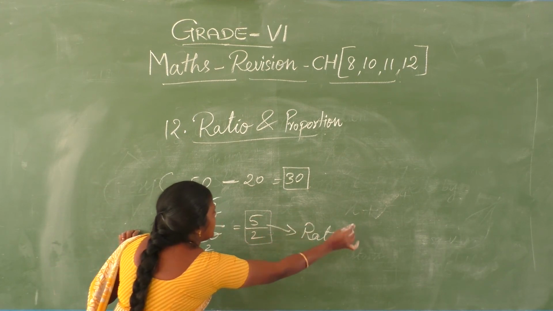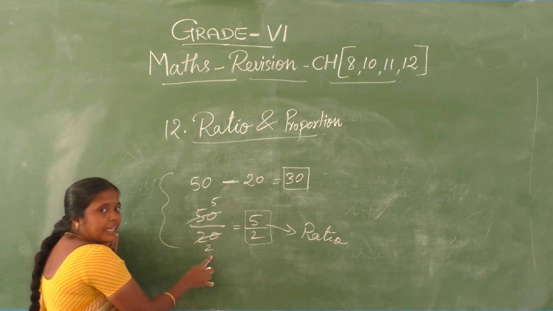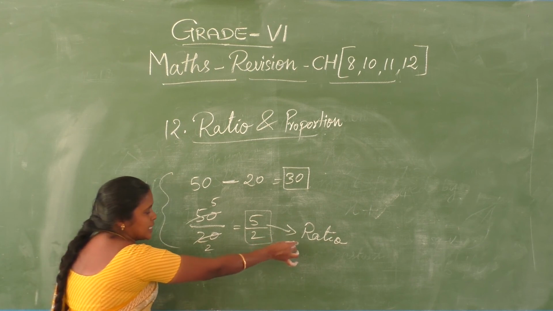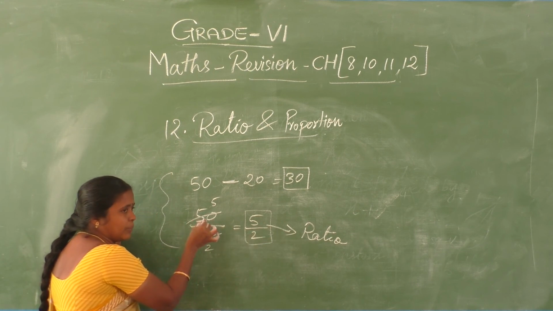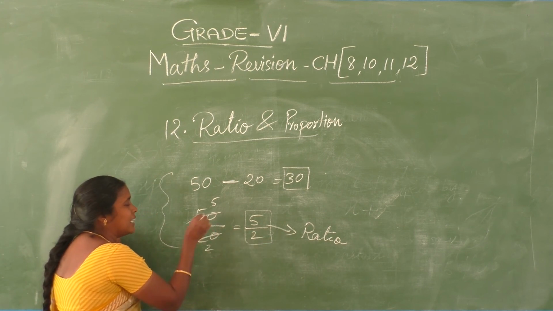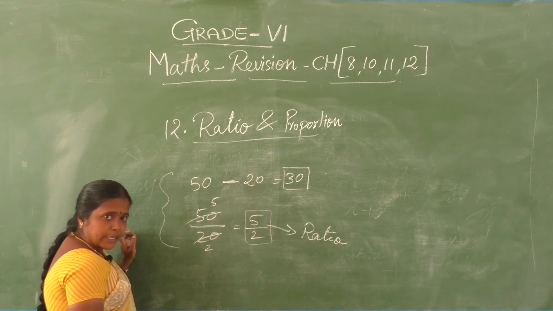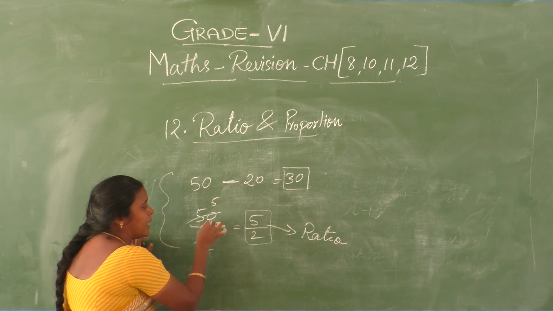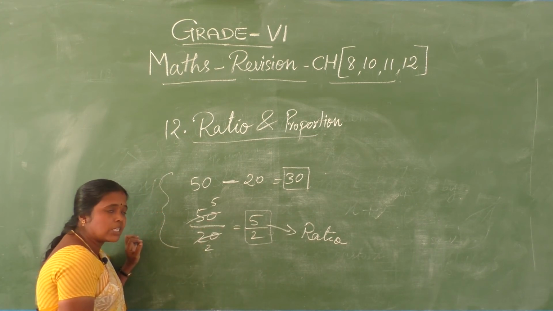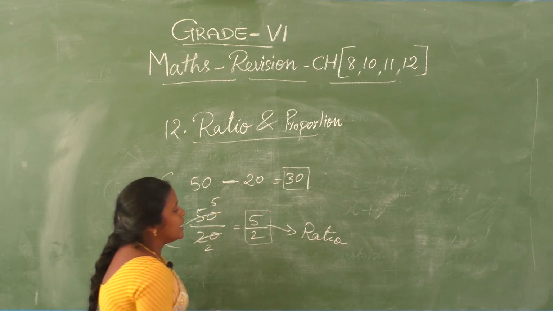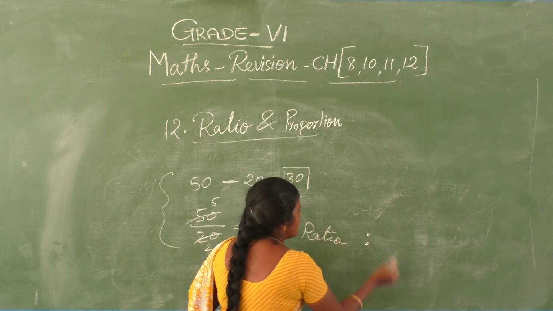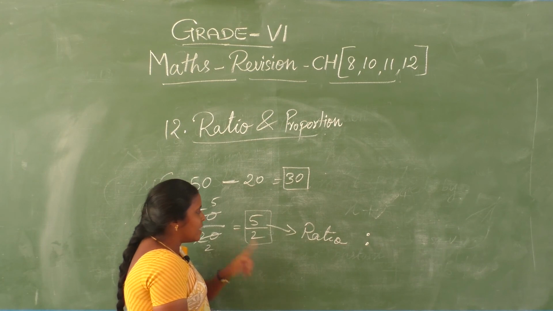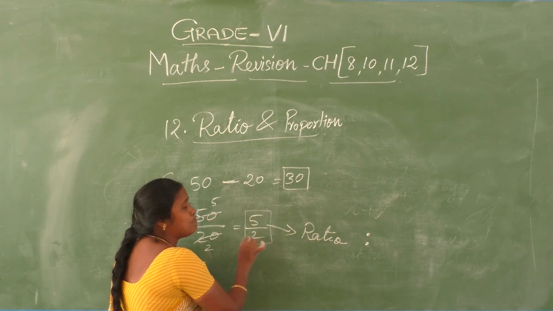So this only is called a ratio. Comparison done in division is called a ratio. The ratio is a form of expressing, that means comparing two quantities by division, called a ratio. Again I am telling, ratio is a form of comparing two quantities by division. The symbol is like this, called "is to". It has no unit. It can be expressed only in simplest form.